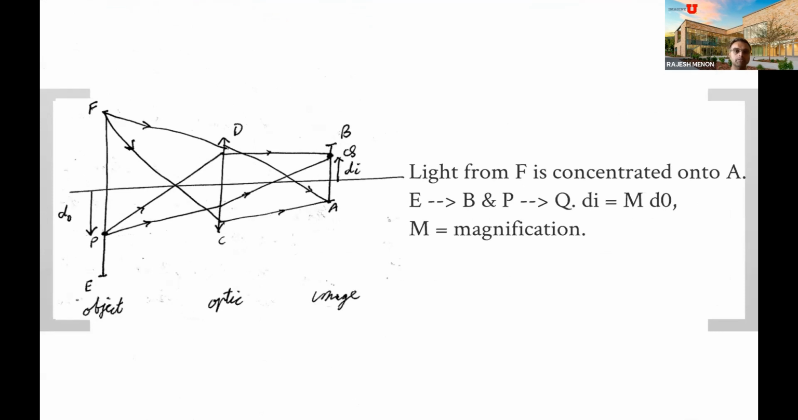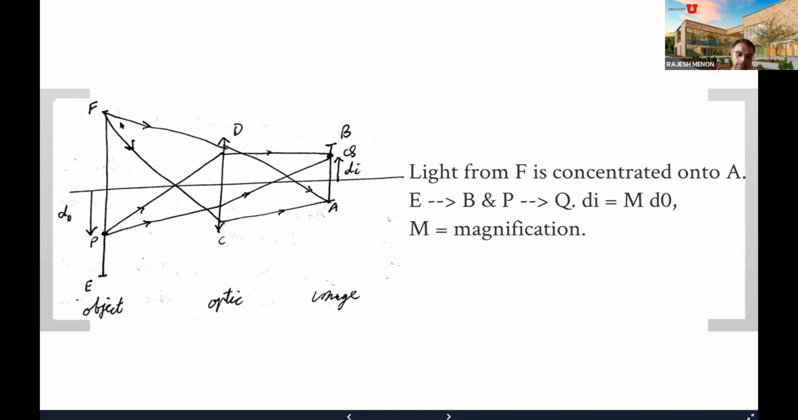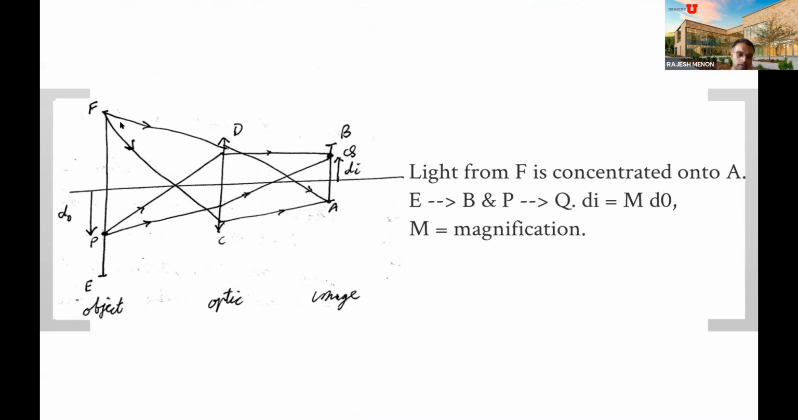So in imaging optics, again, if I look at a point F, the light from F is concentrated onto A, as shown here. I have an object here, and I have an image here. We know from geometrical optics that rays from F can be imaged if it's located at the right location. Here I'm assuming this imaging condition is satisfied. So this is the object distance, and this is my image distance.